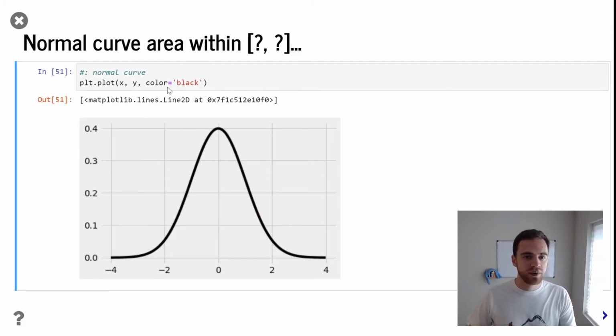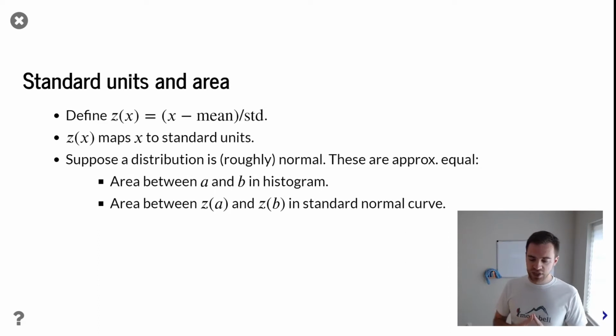So what are my endpoints here? I want to calculate the area under the normal curve using SciPy Stats Norm CDF, but what do I plug in? What's my right endpoint? What's my left endpoint? What I need to do is take the weights and convert them to standard units. So here's how I do that conversion.